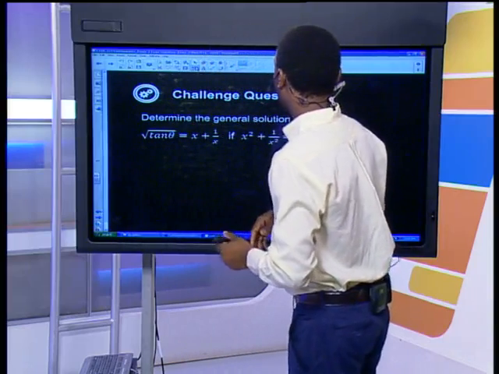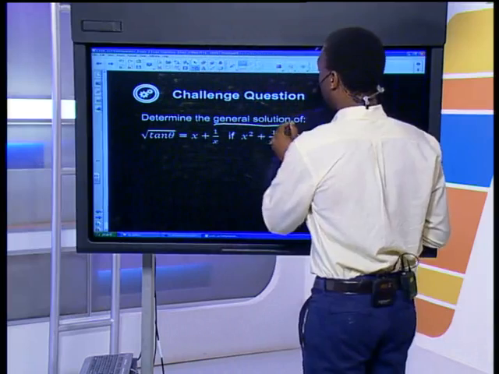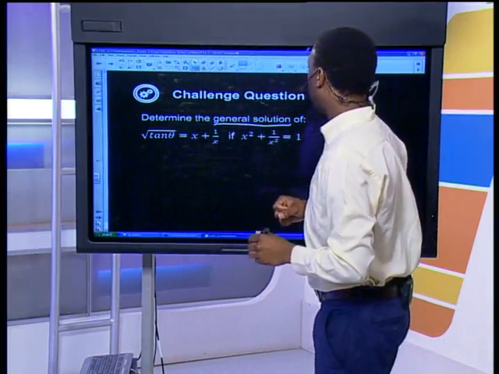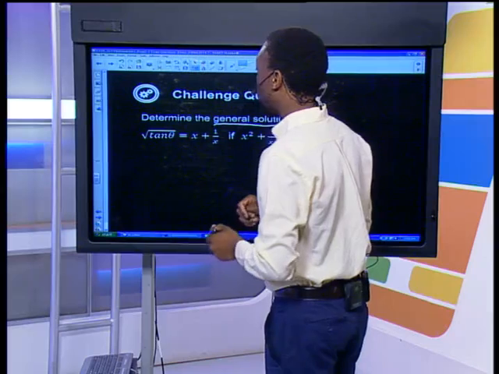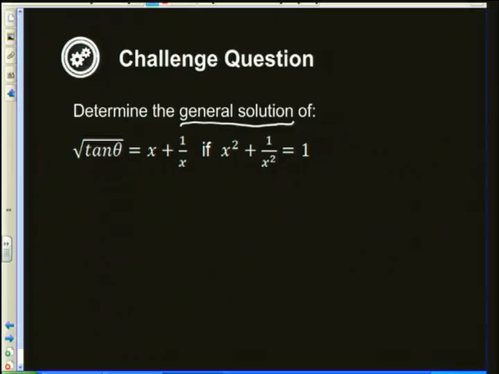It says determine the general solution. Okay, so you should take note of that. The square root of tan theta is equal to x plus 1 over x, but they do give you a hint. They say that x squared plus 1 over x squared is equal to 1, so you need to determine the solution. In other words, they want you to tell them what the value of theta is equal to, the general solution though. So please take this down and start working on it, and then we'll post those answers on Facebook. AB, cannot wait to see your answers.